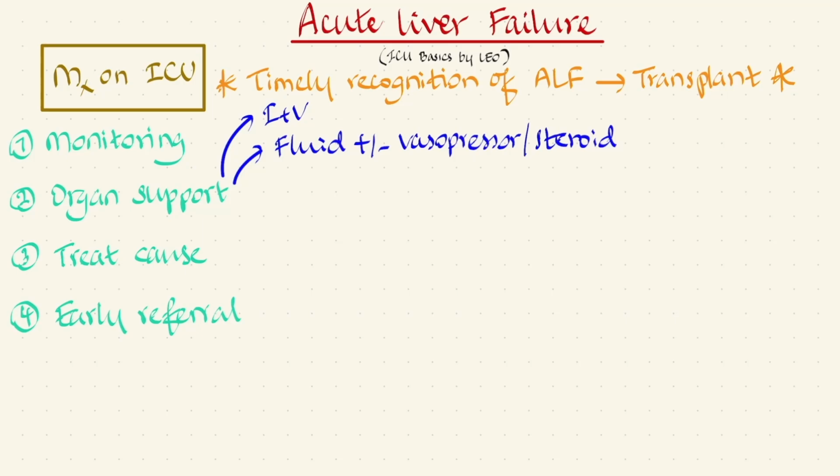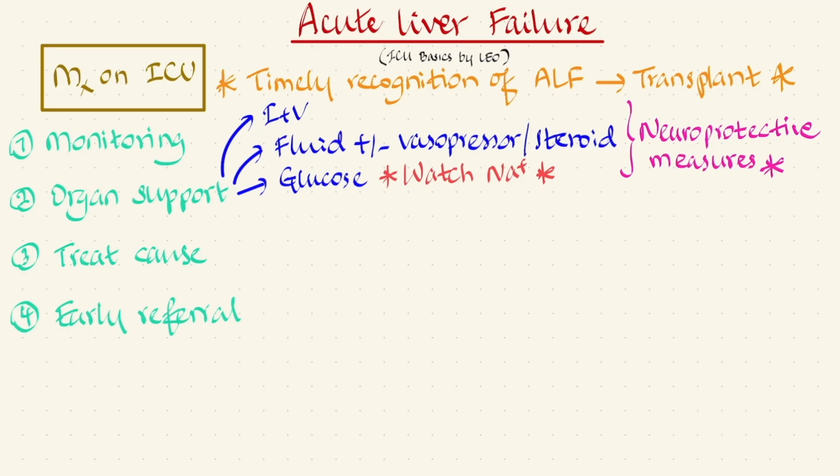Hypoglycemia is a common complication, and when it is treated with dextrose infusion, we need to ensure the sodium level is not falling. Besides, fever, seizures, cough, and agitation should be controlled well as part of neuroprotective measures in patients who are at risk of cerebral edema and increased ICP.